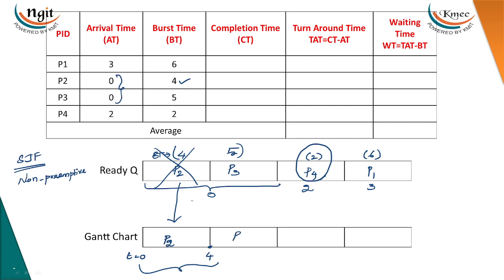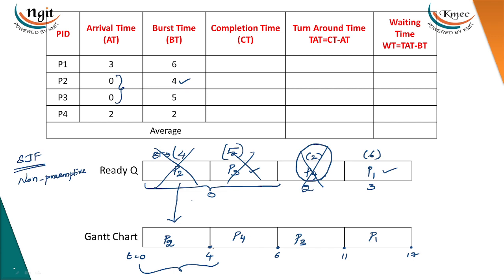Okay, so P4 will be scheduled and it will be executed up to time t equal to 6, because it has 2 burst time. So P4 is also completed. All the processes have come to the ready queue by time t equal to 3. So how many processes are left? P3 and P1 are left. We need to schedule P3 because it has burst time 5, and P1 has burst time 6. So P3 will be scheduled and executed up to time t equal to 11. Then finally there is only one process left, that is P1. It will be executed for 6 seconds. So 11 plus 6, 17.